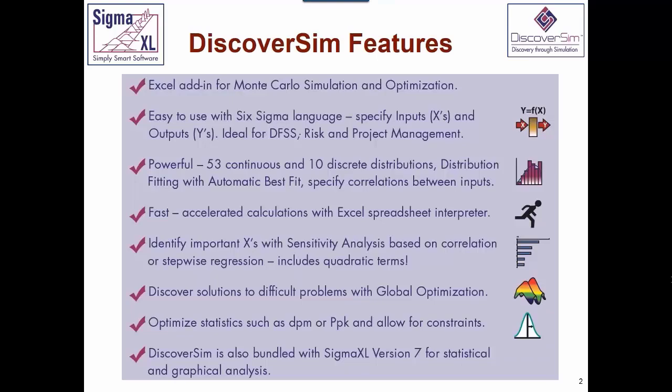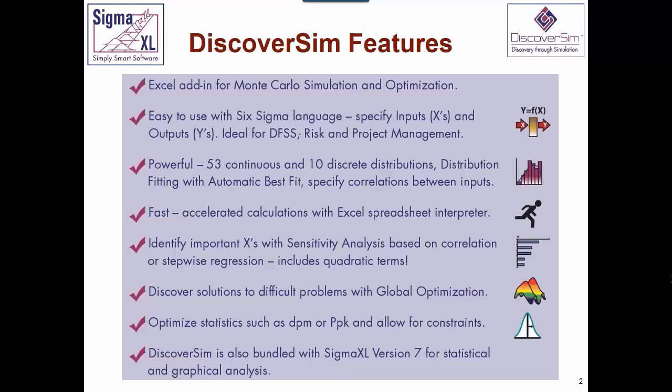So first of all, it's an Excel add-in for Monte Carlo simulation and optimization. So if you have uncertainty and you'd like to model that uncertainty, then this is the tool for you. Monte Carlo simulation allows you to quantify your risk, and then optimization can be used to minimize your risk. DiscoverSim uses easy to understand language. For example, we use outputs and inputs. It's ideal for design for Six Sigma, risk, and project management.